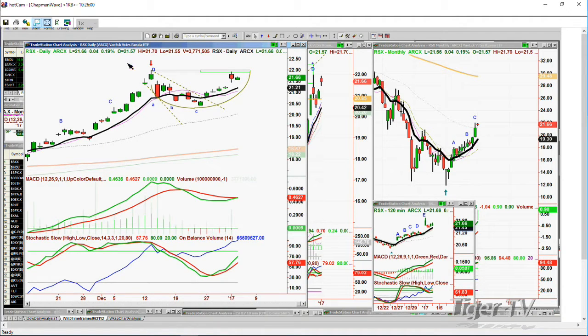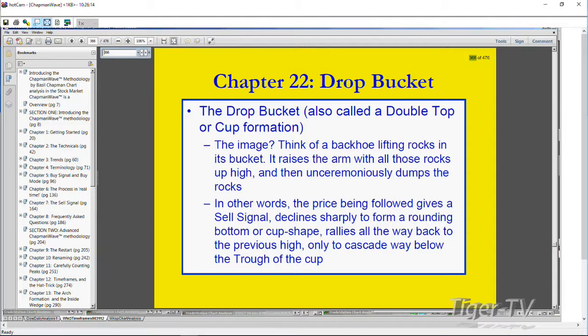And that high at 21.99 was tested at 21.93 yesterday. The pattern I wanted to show has a couple of things going on here. In my CD introducing the Chapman Wave methodology, the CD book, chapter 22 talks about the drop bucket. I love to give nicknames to these things. Why is it a drop bucket?